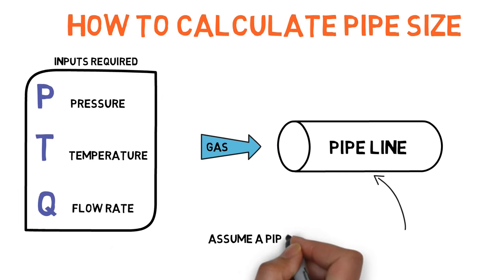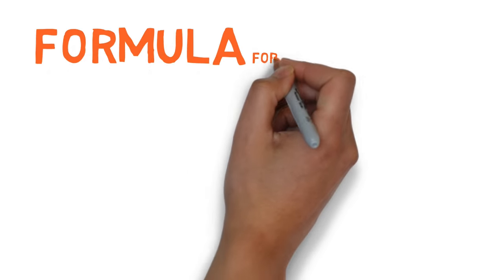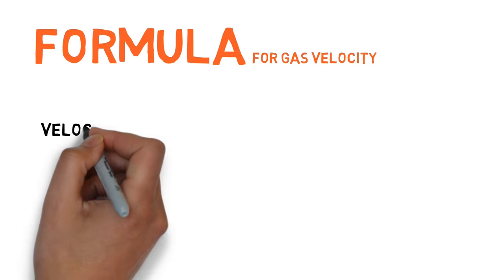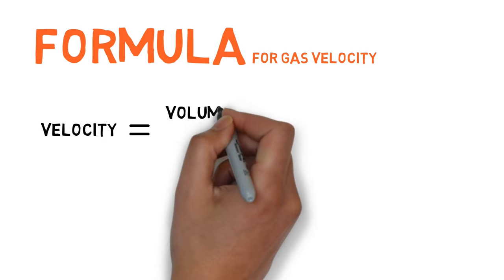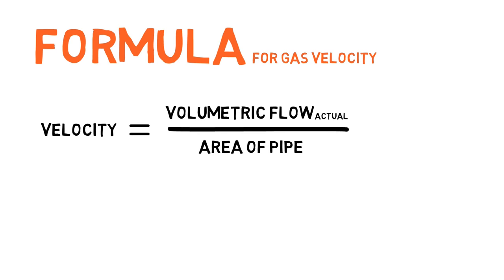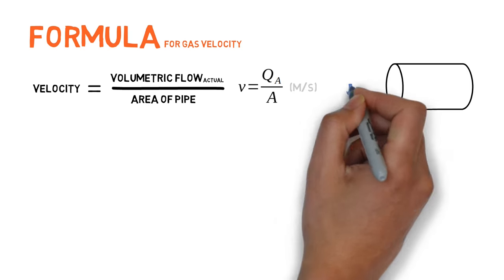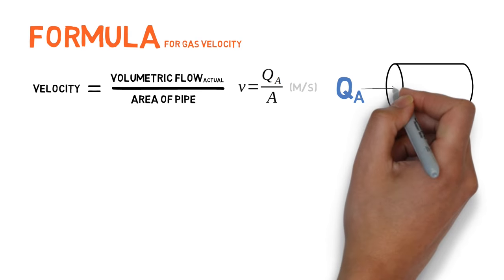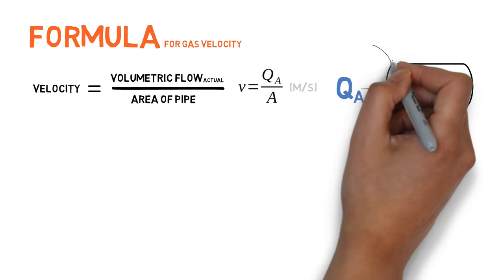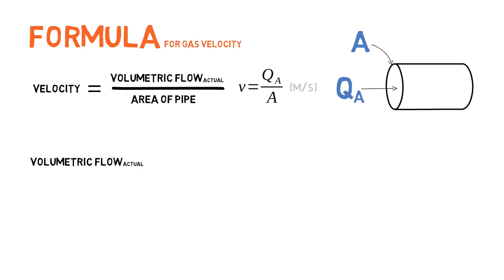For finding recommended pipe size, assume a pipe size and calculate its gas velocity using following formulas. Formula for calculating gas velocity is given below. Volumetric flow actual can be calculated using this formula.